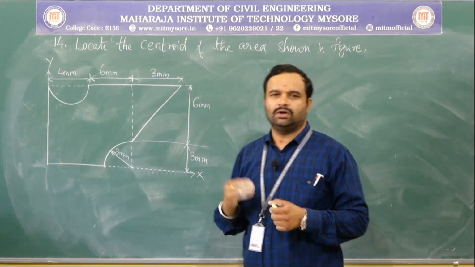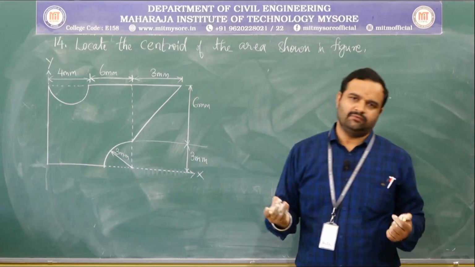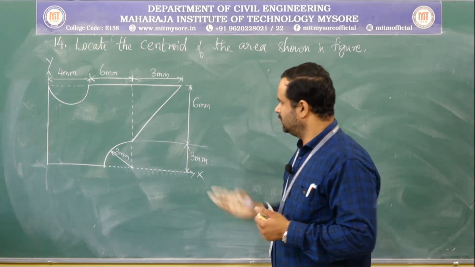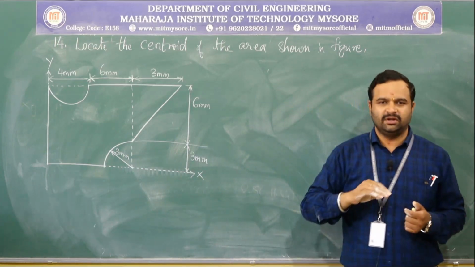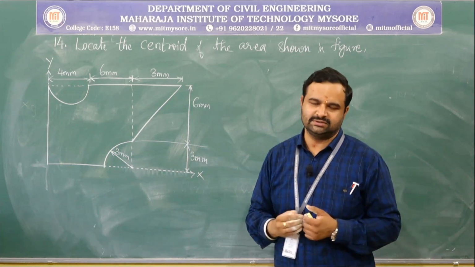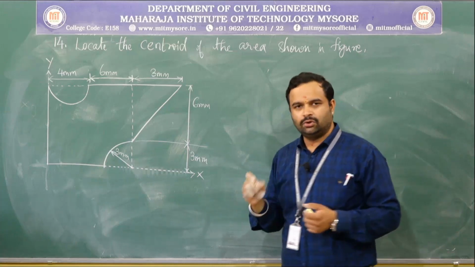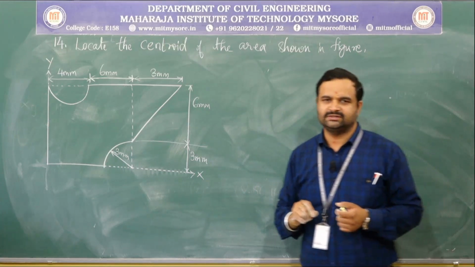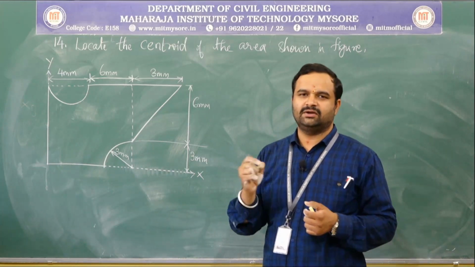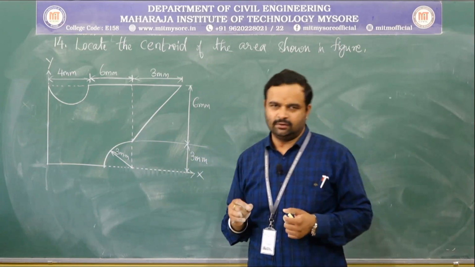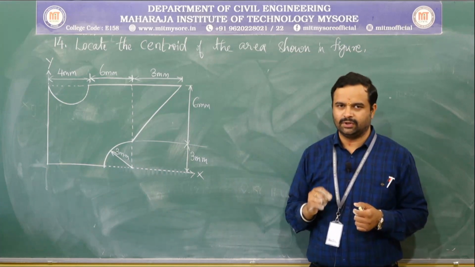So, for that what we shall do? We shall follow the same steps as we did in the previous problems. That is, we need to divide this into known components whose centroidal values are known, and then try to locate the center of individual components and then measure it with respect to the coordinate axis OX and OY.